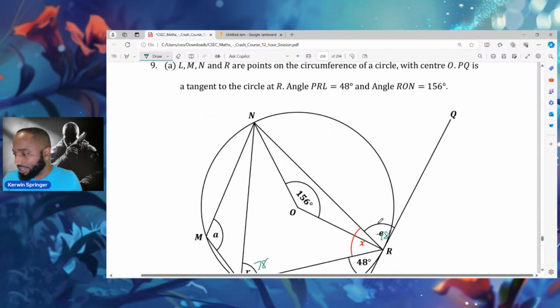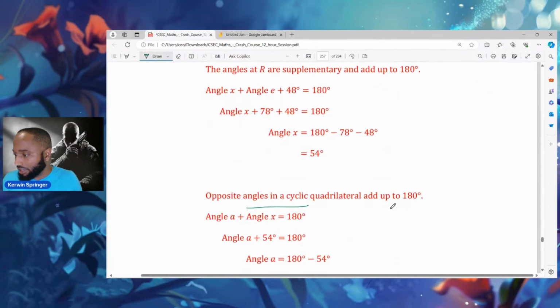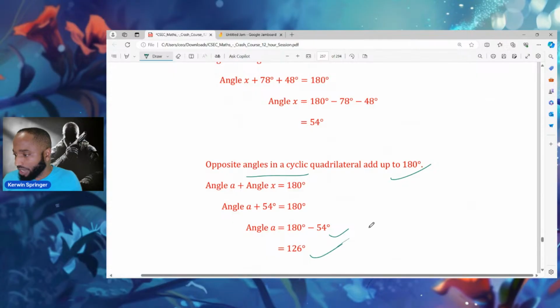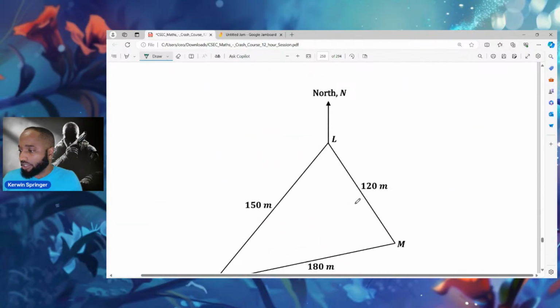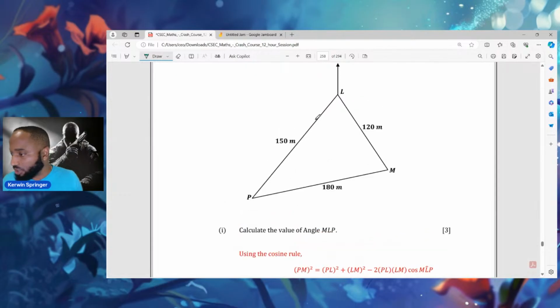We got this, add it up, get this missing piece, and it was opposite angles in the cyclic quadrilateral. Opposite angles in a cyclic quadrilateral, subtract, we get the 126. All right, so we worked out everything. We went through the idea here for this one. So let's see the working.